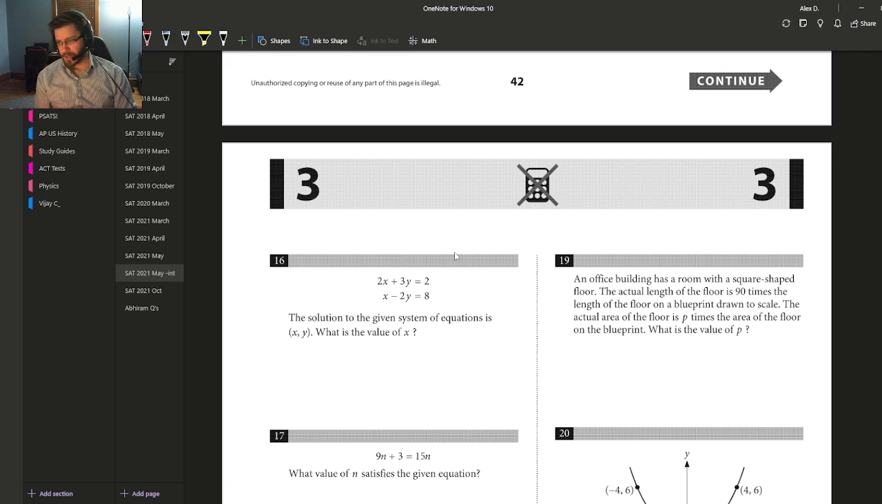Finally, a system of equations. Goodness, they took their time getting to this one. They do these all the time. I'm surprised it only showed up now.